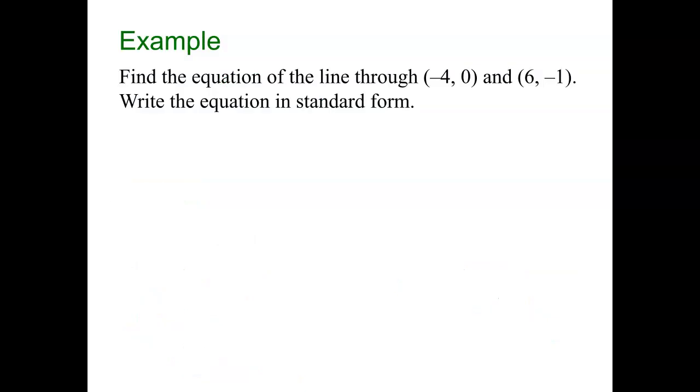So find the equation of the line that passes through (-4, 0) and (6, -1). Okay? Write the equation in standard form. Do I know my slope? No, they don't give me my slope. They give me 2 points. Can I find my slope given 2 points? What do I have to use? There you go. Our slope equation.